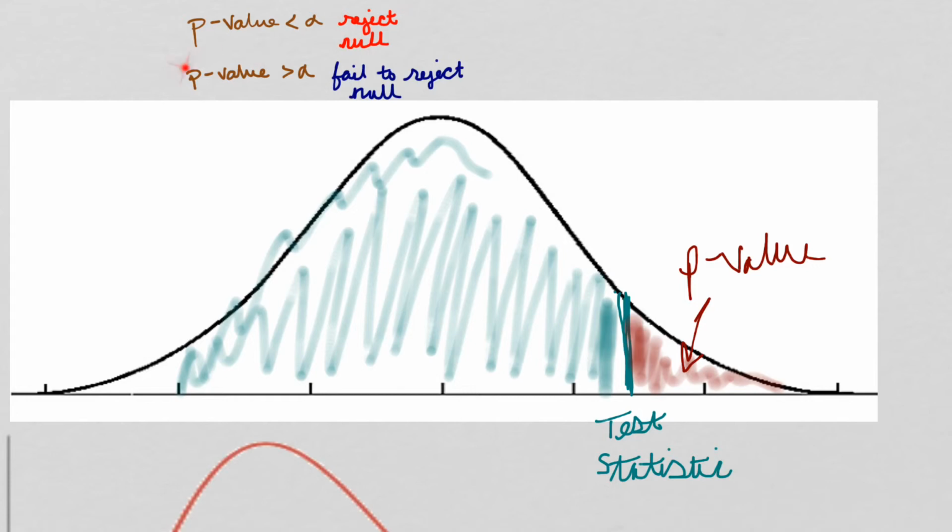And if our p-value is greater than our significance level, that means the event that we found is occurring in this bubble, which is not a cause for concern. So that means we are not going to reject the null hypothesis.